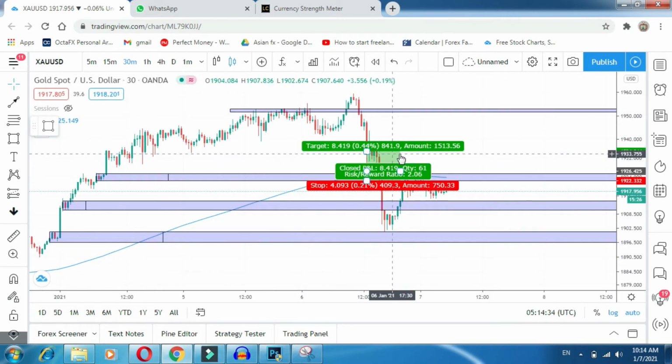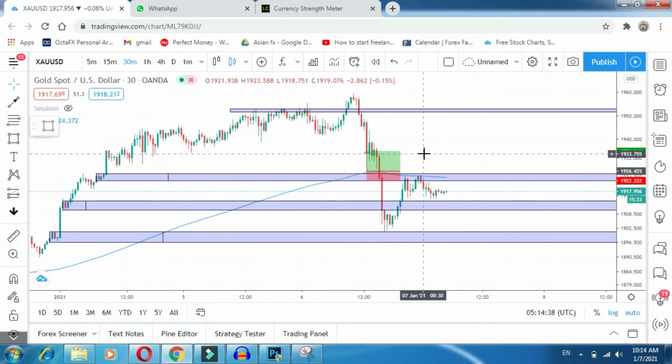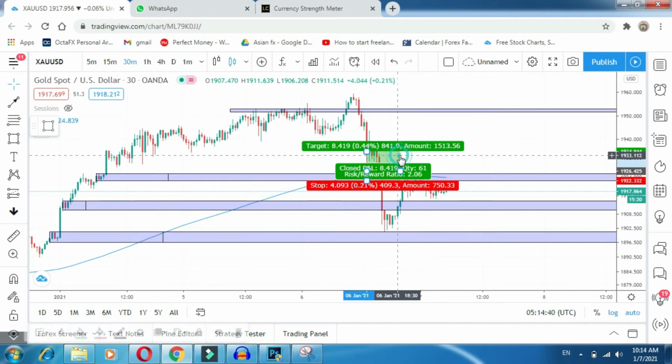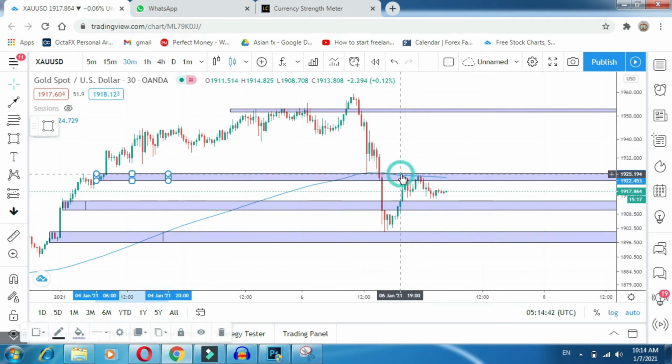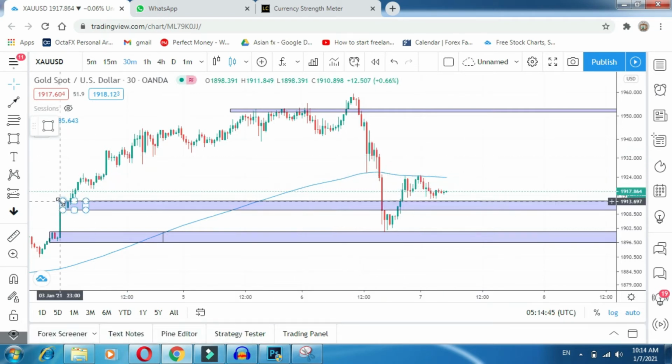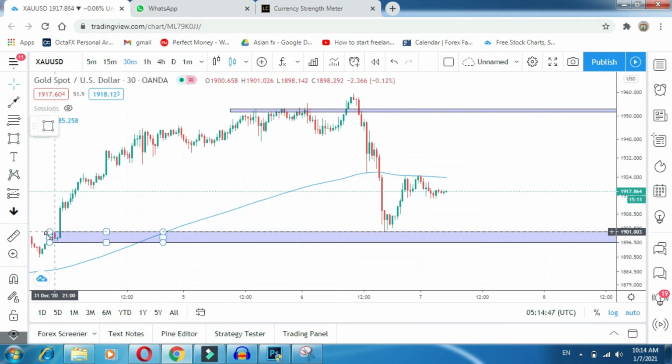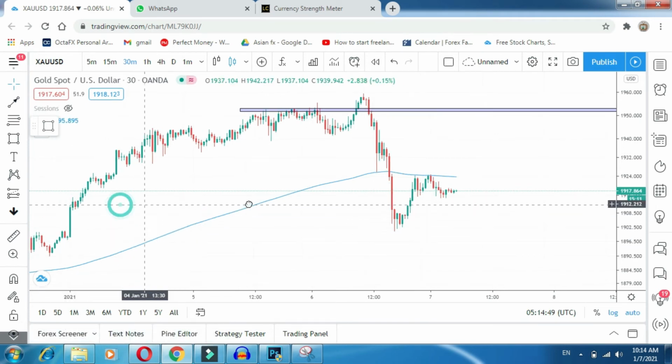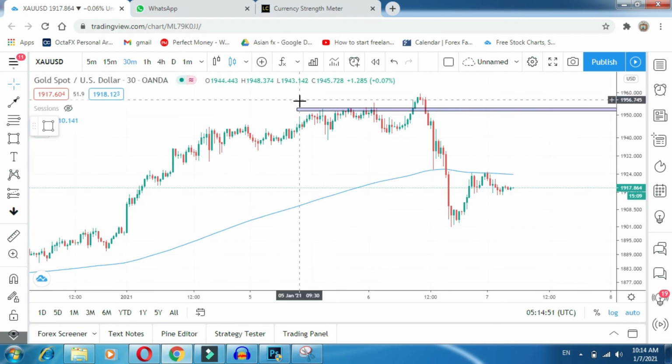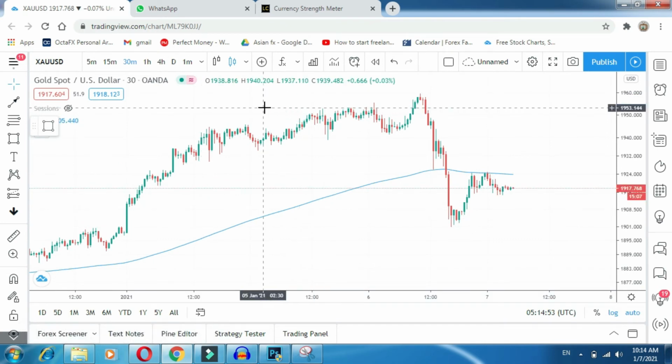Okay, so this is our trading plan which we gave on gold yesterday. So first of all, we are going to remove this area. This area is also going to be removed. We are going to remove this area again and this area also. So right now we are going to do some live fresh analysis on gold.